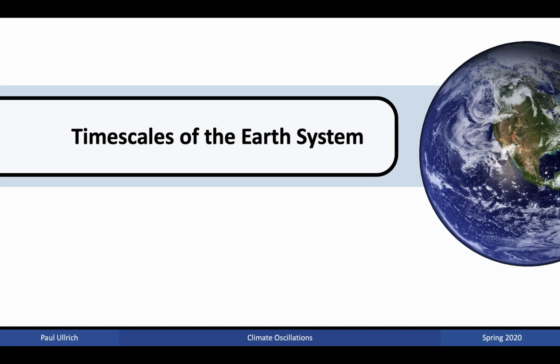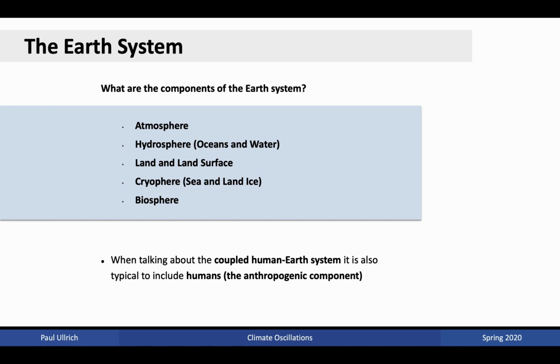Alright, let's get started with a discussion of the timescales of the Earth system. Recall from our very first lecture in this class that the major components of the Earth system are the atmosphere, the hydrosphere, the land and land surface, the cryosphere, and the biosphere. Throughout this class, we've primarily focused on the first two reservoirs, that is, the atmosphere and the ocean. Hopefully you've learned that these two are both very similar and very different from one another.